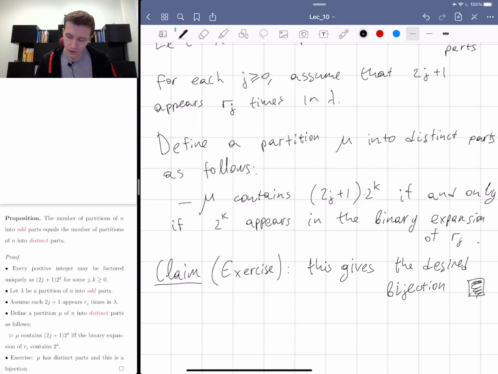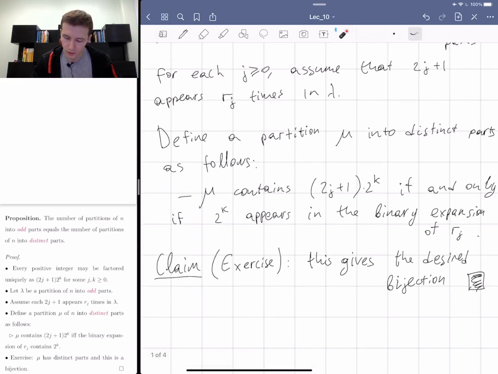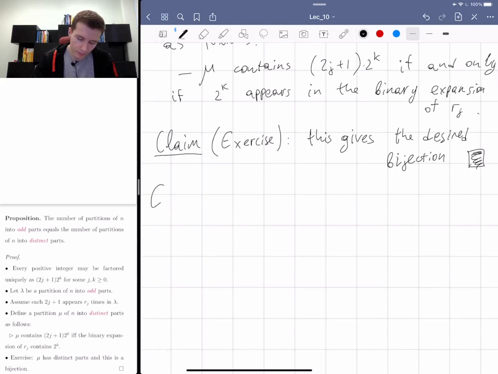And you can also see that if you give me different j's and k's, all these integers are going to be different. So that's it. It is true that the image of our bijection gives me only distinct partitions. Anyways, here's an example of how this proof works.